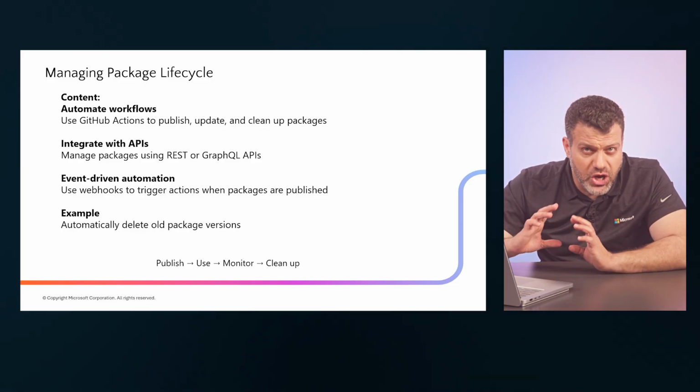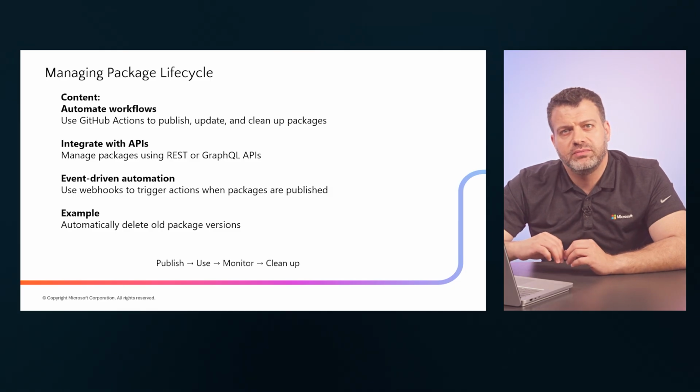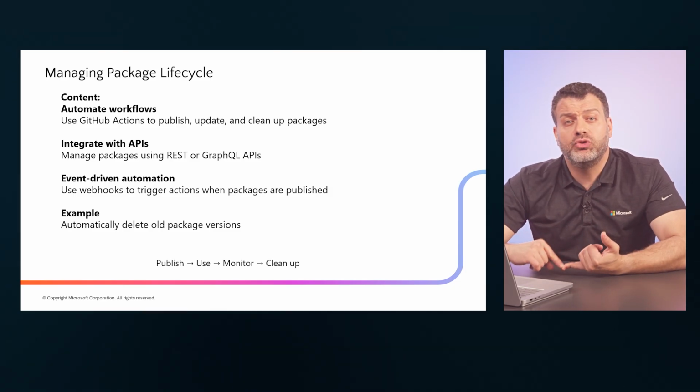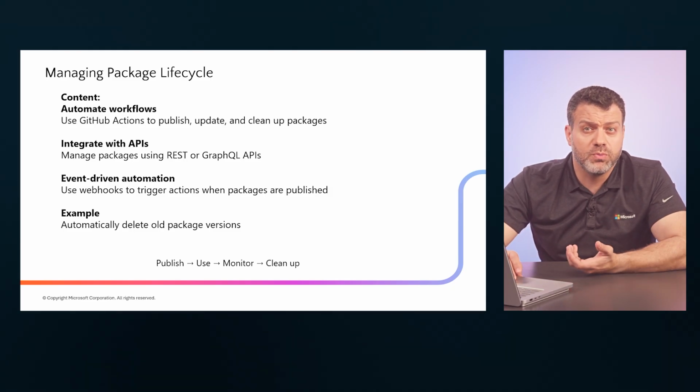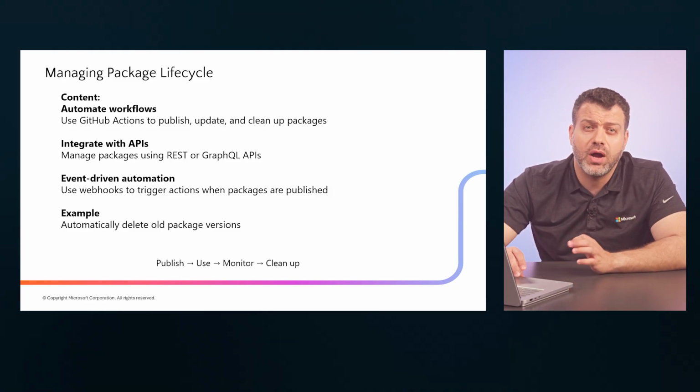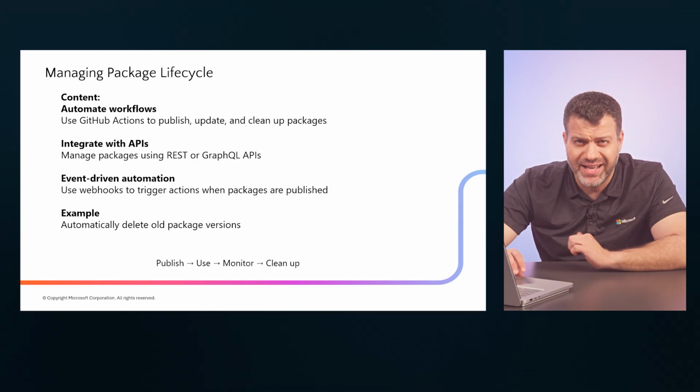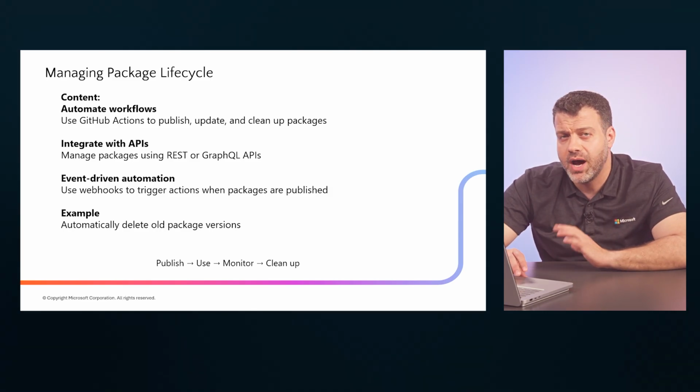GitHub Packages doesn't just store your artifacts. That means it is a tool for you to manage the entire lifecycle of the package. One of the most important ways for you to do this is through automation in GitHub Actions. You can automate tasks like publishing new versions, updating packages, or cleaning up old versions.